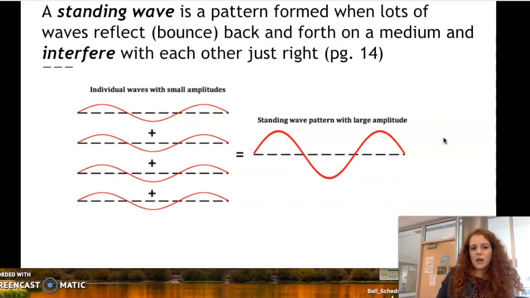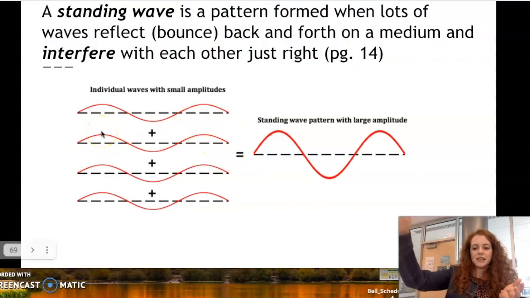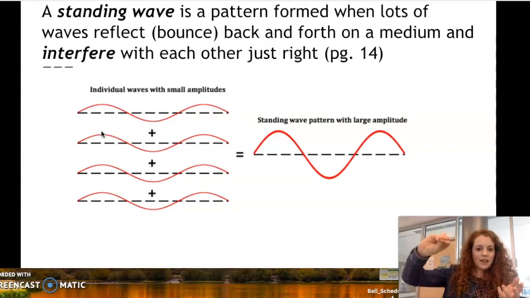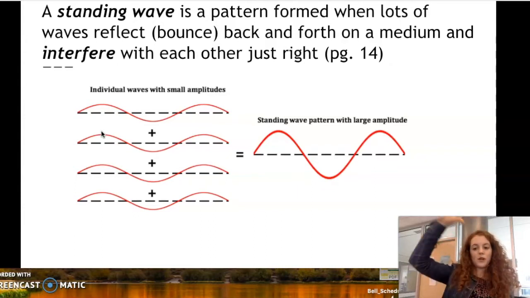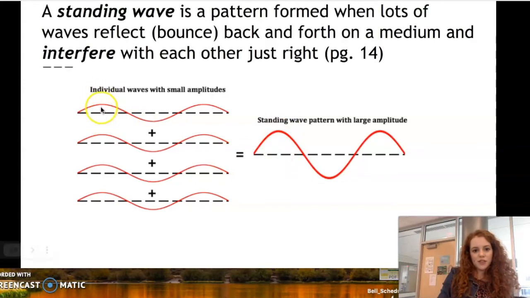Okay, so a standing wave is a pattern formed. So this is page 15, sorry, not page 14. And it's a bunch of these waves. So there's the incident, there's the reflected wave, and these waves add up to make a really big amplitude. So the amplitude of this resulting standing wave is 4 times greater than the amplitude of one of the individual waves, because there's 4 of them.